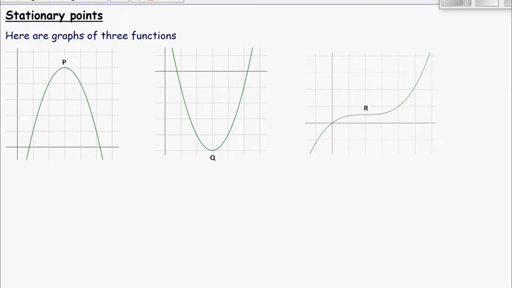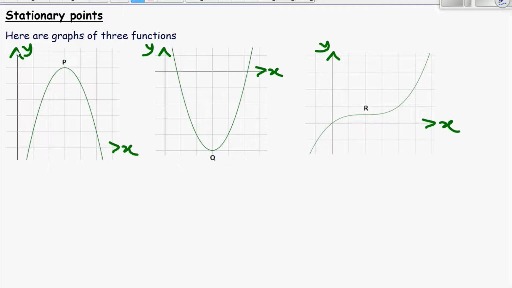Stationary points are points where the gradient is 0. And we want to investigate some stationary points on these graphs. This is y, this is x, this is y, and that's x. That's the y-axis, and that's the x-axis. Okay, so if a tangent is drawn at point P, that tangent will be flat.